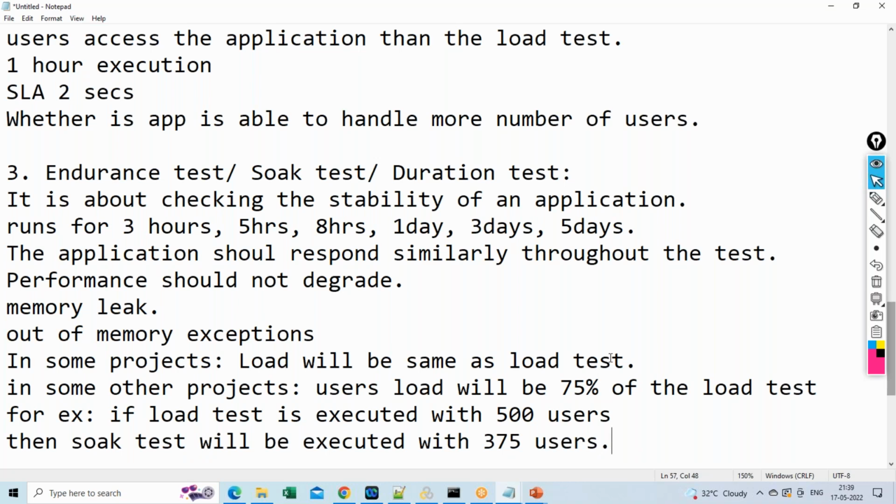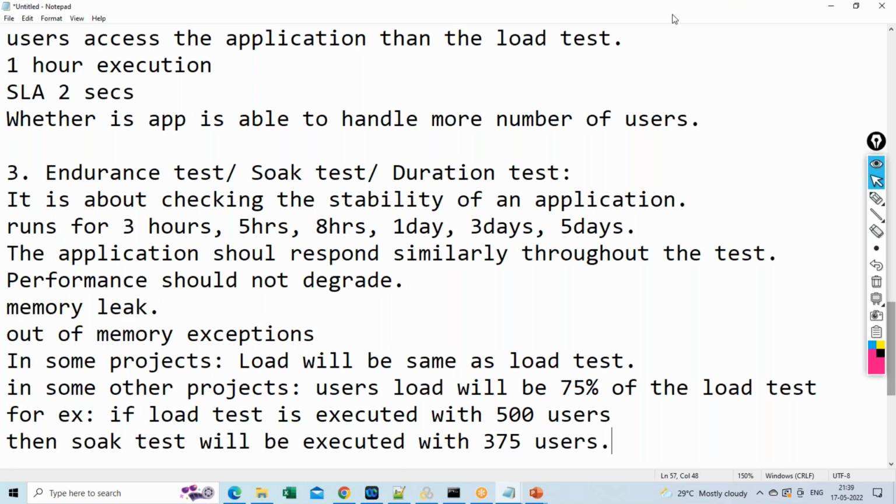Any doubts so far? Very important. From a performance testing point of view, it is a very important type of test. After the load test, this is very important, and we will frequently execute this test. So the load test and endurance test are frequently executed.